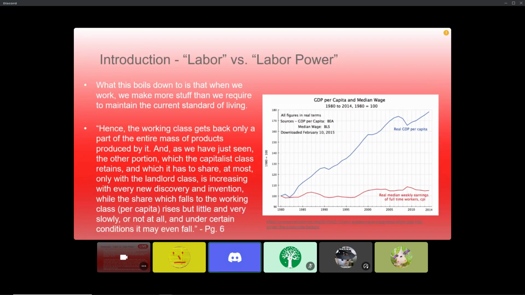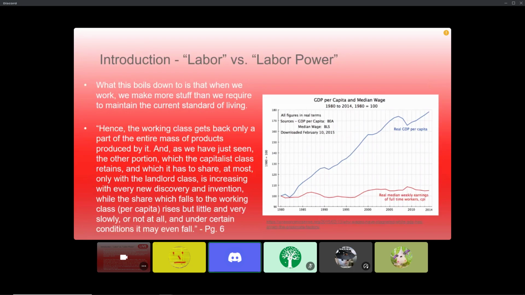They just had to give them enough that they could continue to survive, and maybe a little more if they were feeling generous. And so the share that falls to the working class rises but a little, and very slowly, or not at all, and sometimes may even fall. And an example of it falling is this recent bout of inflation.